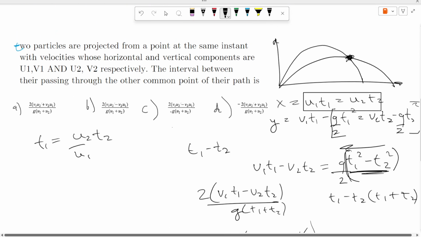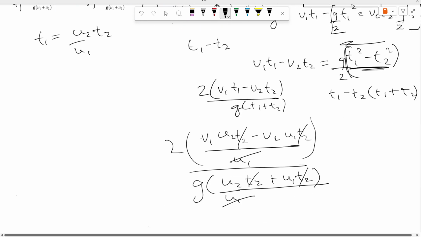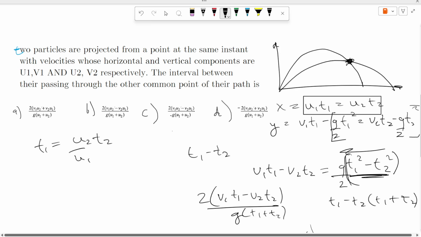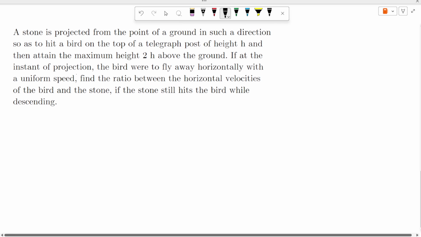U1 plus U2. Okay, so the denominators need to be positive. This, and it is V1. Okay, so this appears to be the right answer, if I have not made any calculation mistakes. You can just check it yourself.